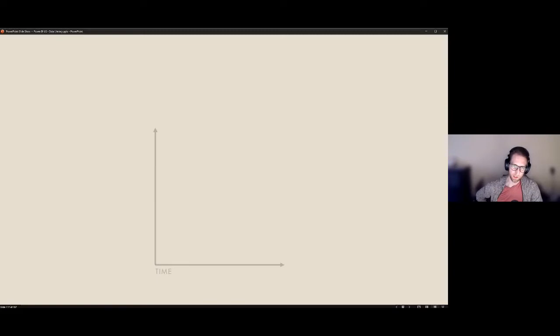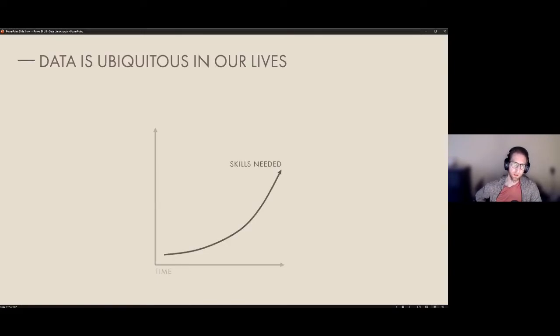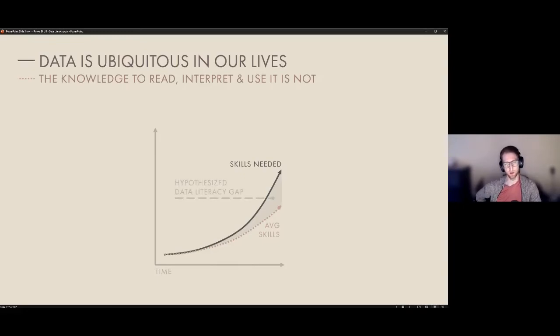Basically, what this boils down to is that over time, the average data skills needed for someone to succeed in their role has been increasing dramatically. Data is ubiquitous in our lives, but the knowledge to read, interpret, and use it is not. And many fear that this is creating what is known as the hypothesized data literacy gap. As I mentioned earlier, this is a problem because it creates unsustainability, not just inefficiency, and it cuts people out of conversations that they need to be a part of.